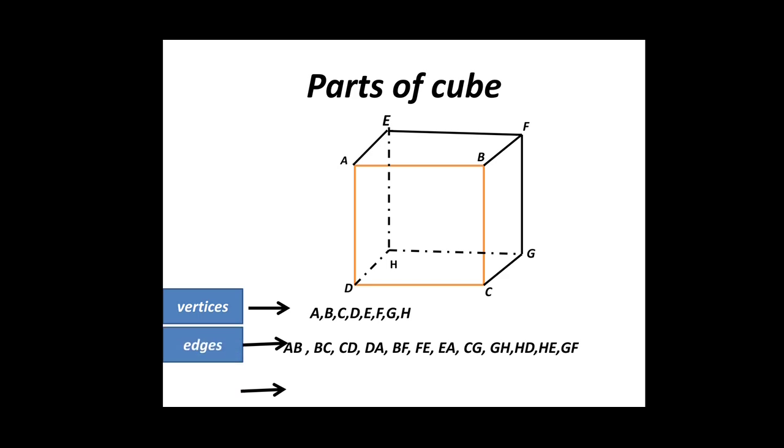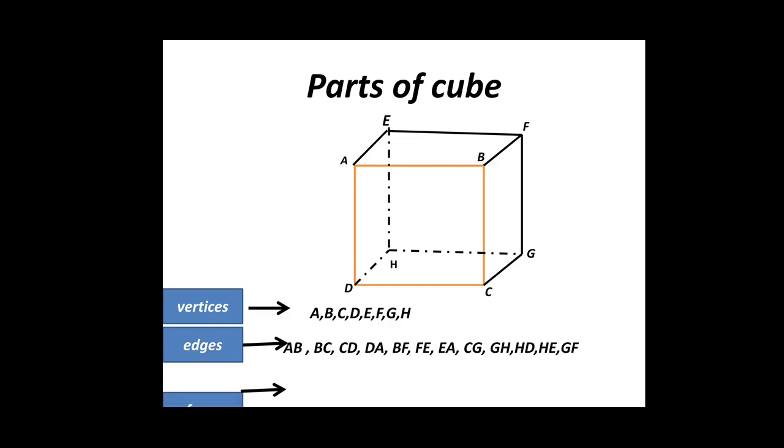Okay, edges. What are the edges here? In 2D shapes we have studied about sides. It is converted into edges in a 3D shape. Okay, now what are the edges here? AB, you have to draw with your finger, which I am reading. Okay, A to B, B to C, C to D, D to A, B to F, F to E, E to A, C to G, G to H, H to D, H to E and G to F are the edges. You have to count also.